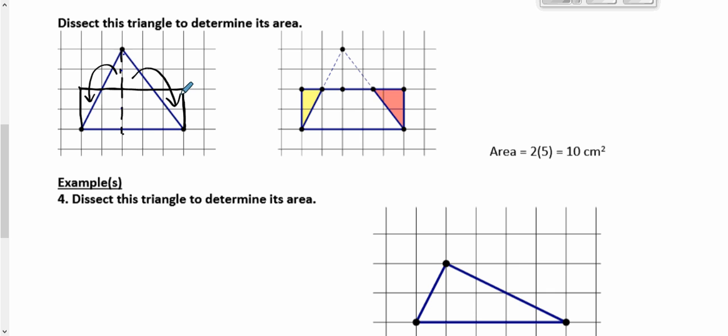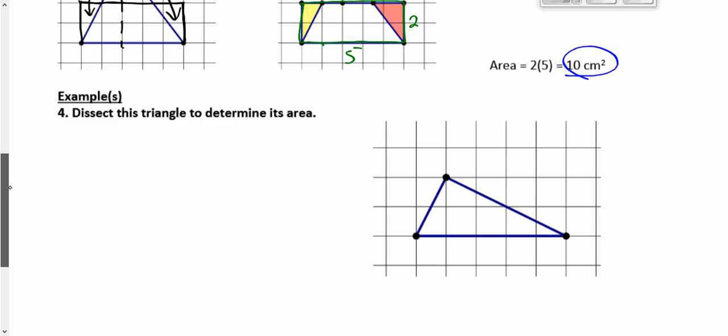All right, so that brings us to this rectangle over here that now has the same area as the original triangle. Okay, the base here is 1, 2, 3, 4, 5, and our new height is 2. So the area is 5 times 2, 10 square centimeters.